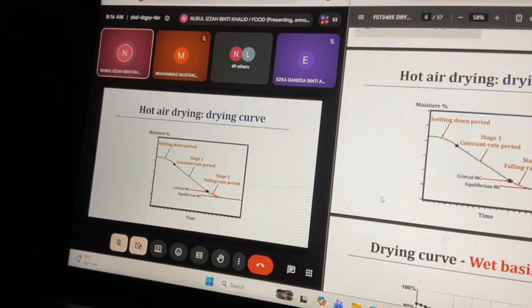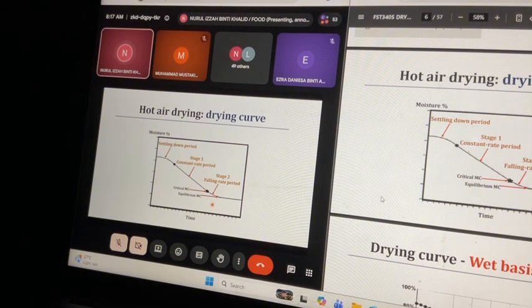And then it will remove the water until it reaches the equilibrium moisture content. This equilibrium moisture content is the moment where no more moisture is being removed from the system. At this point, there's no water being removed, and the water activity is in equilibrium with the relative humidity of the environment. So that is the point where it reaches the equilibrium moisture content.